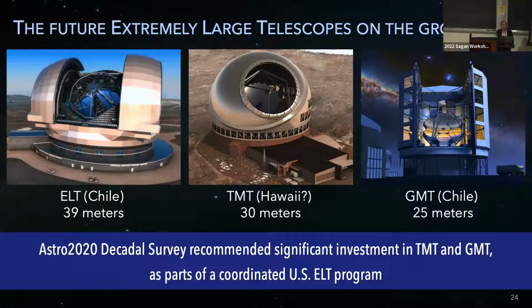There are 3 possible future extremely large telescopes on the ground: the European-led ELT, the US-led Thirty Meter Telescope, and the US-led Giant Magellan Telescope. First light for the ELT is planned for 2027. The other 2 are less certain. In addition to the Astro2020 recommendation to proceed with LUVOIR, the Decadal Survey also recommended significant investment in TMT and GMT.